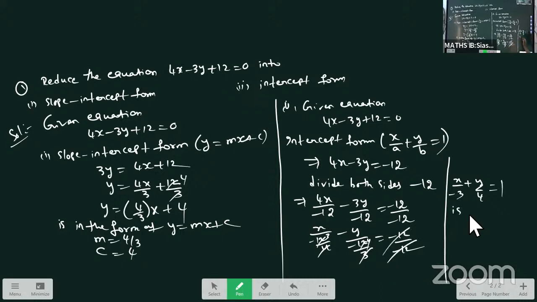So it is in the form x by a plus y by b is equal to 1. Therefore, a is minus 3 and b is 4. Any question based on slope-intercept form and intercept form, this is the procedure to follow. Let's go through that.